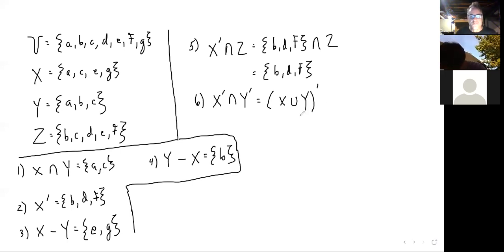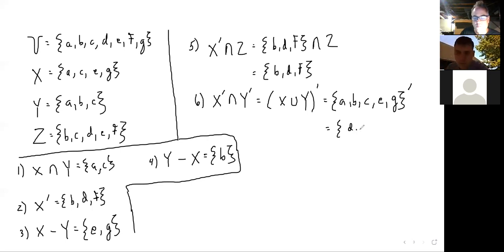Now, so I applied De Morgan's law. So what I'll first do is write what is in the union of X and Y. Remember, you just throw everything together in a big hat. So you would have A, B, C, D, and G. That would be X union Y. Still have to take the complement, which would be then write everything else down. So what would that be? Looks like just D and F. That would be it. Questions on that one?